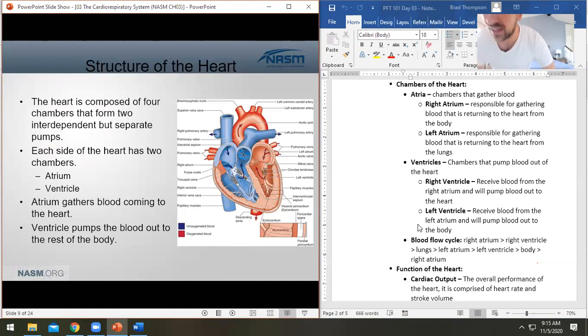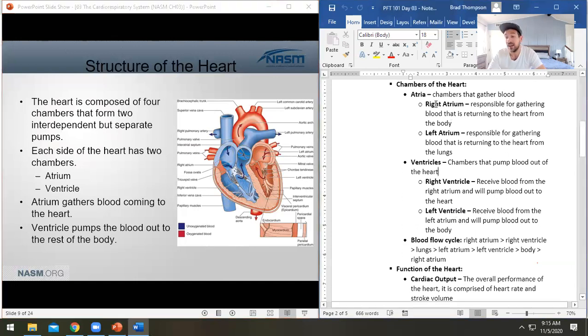So a blood cell is always going to travel in an atrium first before it will drop into a ventricle to get pumped out of the heart. So atriums gather blood that's returning to the heart, ventricles pump blood out of the heart. Right atrium is responsible for gathering blood as it's returned from the body. Left atrium is responsible for gathering blood as it's returned from the lungs. And then your right ventricle and your left ventricle are going to pump in opposite directions. Your right ventricle will pump it to the lungs, and your left ventricle will pump it to the body.